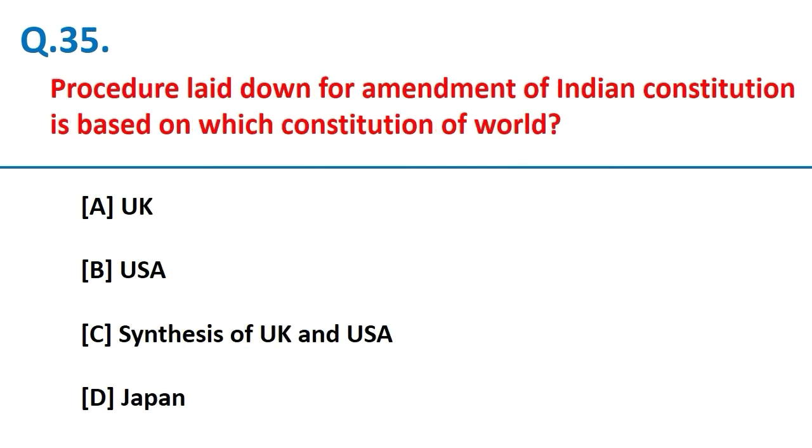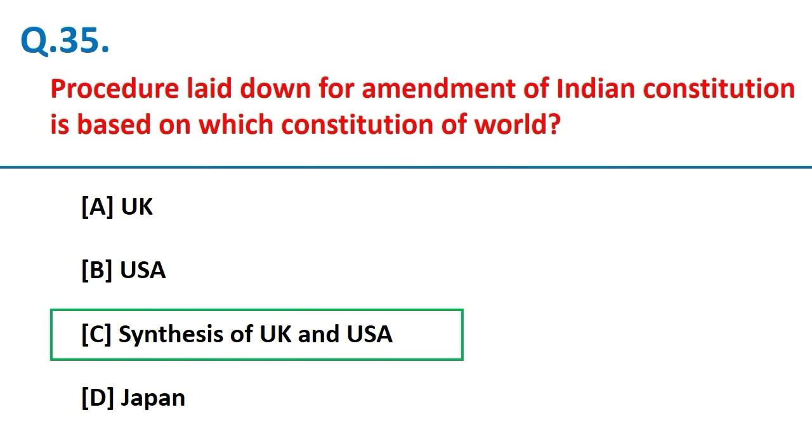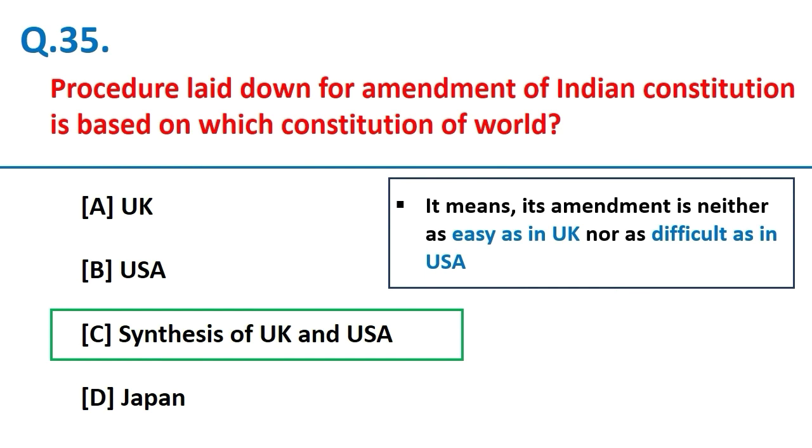Procedure laid down for amendment of Indian Constitution is based on which constitution of the world? It is a synthesis of UK and USA Constitution. It means this amendment is neither as easy as in UK nor as difficult as in USA.